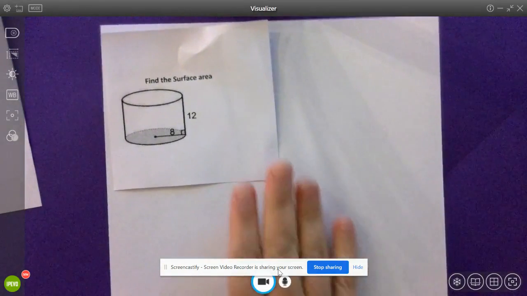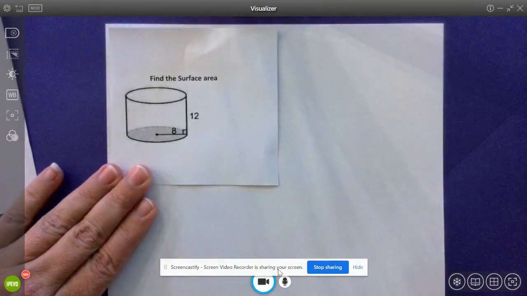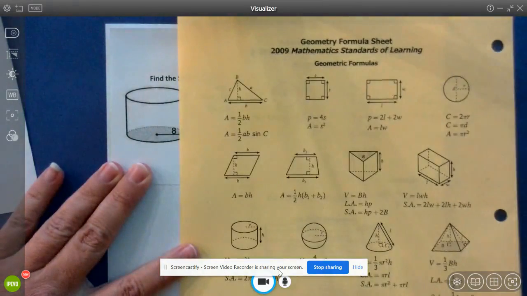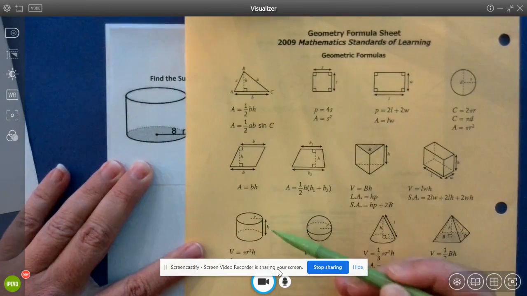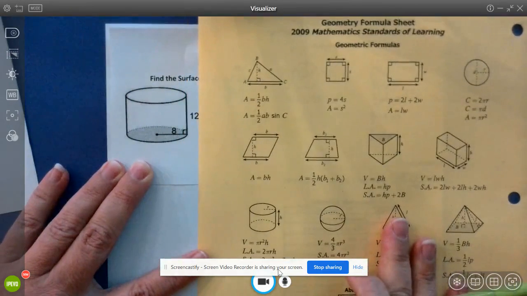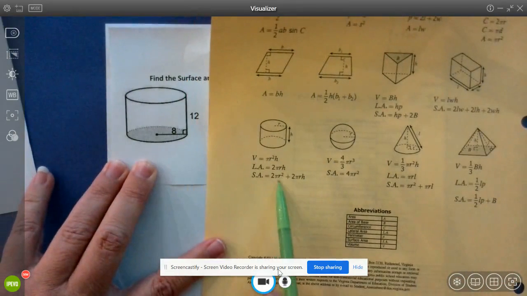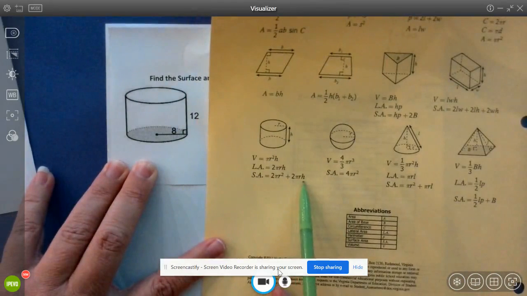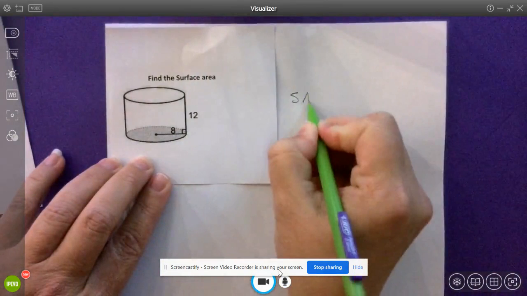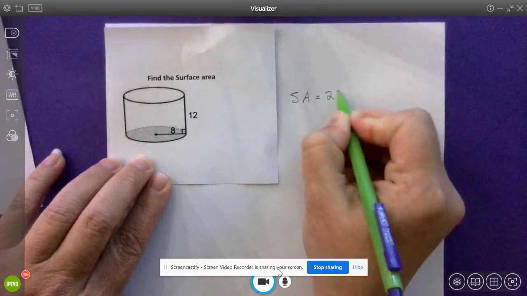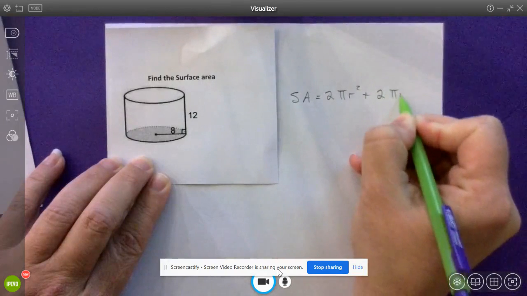We're going to do a surface area one over here, and this one is a cylinder. So I'm going to go to my formula sheet. I'm going to find the cylinder, which is right down here. I see where the radius and the height is, and we're doing surface area. Let's see here. So that is the 2 pi r squared plus 2 pi r h. I'm going to start by writing down my formula. Surface area is 2 pi r squared plus 2 pi r h.